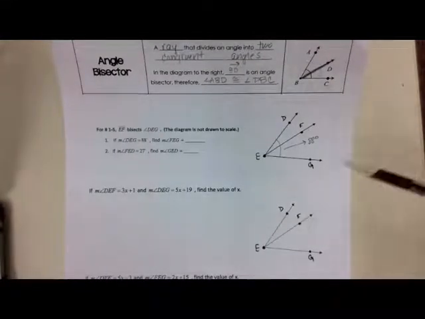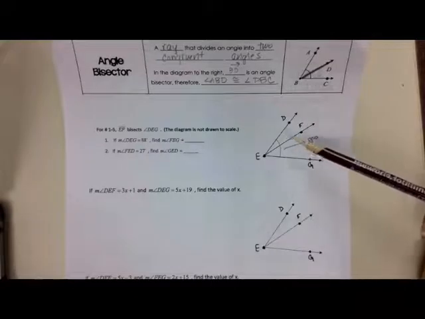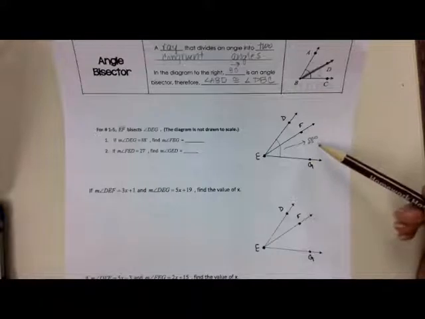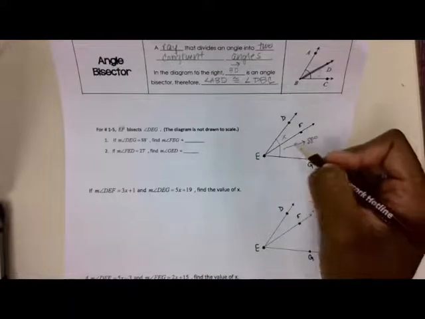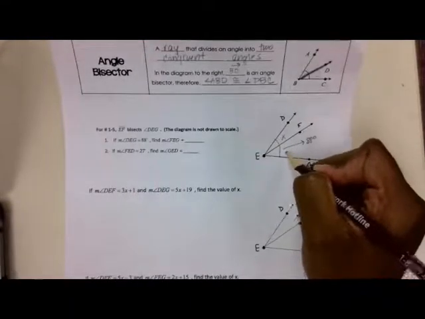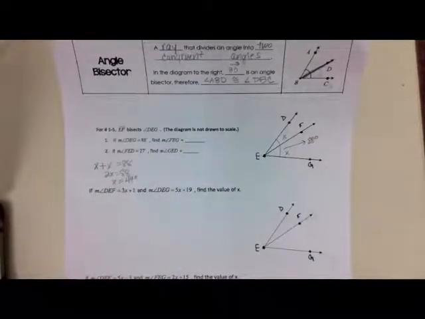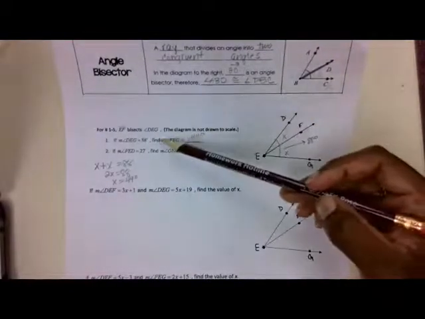So, I want to find FEG. Well, if this is an angle bisector, it cuts it into two congruent angles. So to find this, we know that this angle, let's call it X, angle DEF, and angle FEG, which we're also going to call X because they're congruent, has to equal 88, right? So X plus X equals 88, 2X equals 88, so X equals 44. That's the same as just doing 88 divided by 2. So each angle is 44.